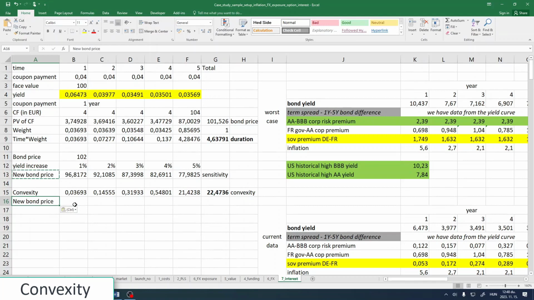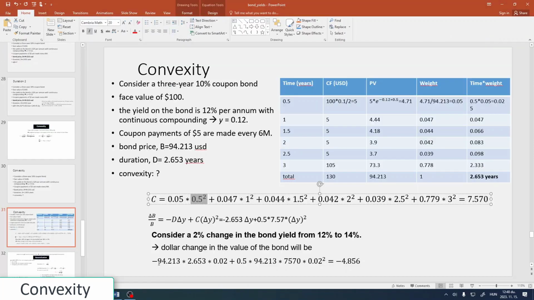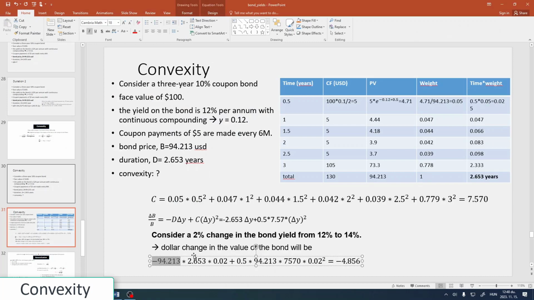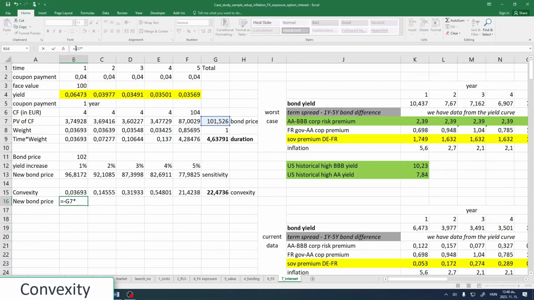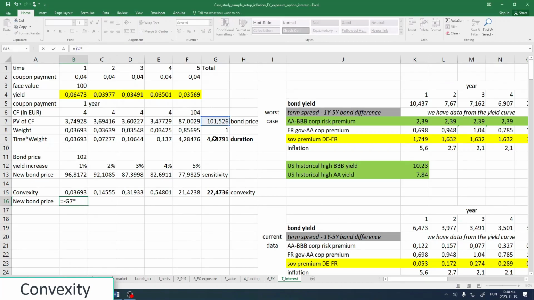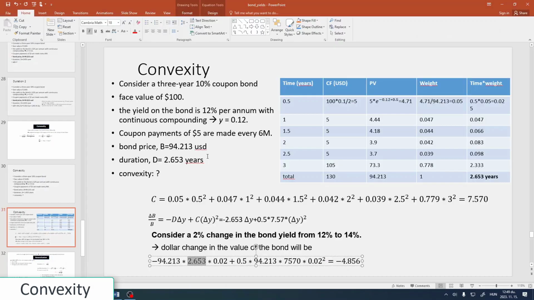New bond price under convexity rules will be the following. So minus this number, and we know that this was coming from the present value. And this is negative. Then there is this 2 point something, which is coming from duration. Okay, I should use mouse. Okay, so duration is there.